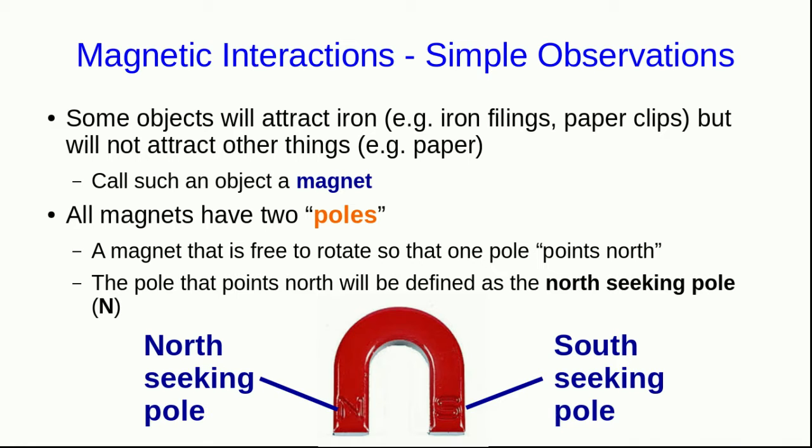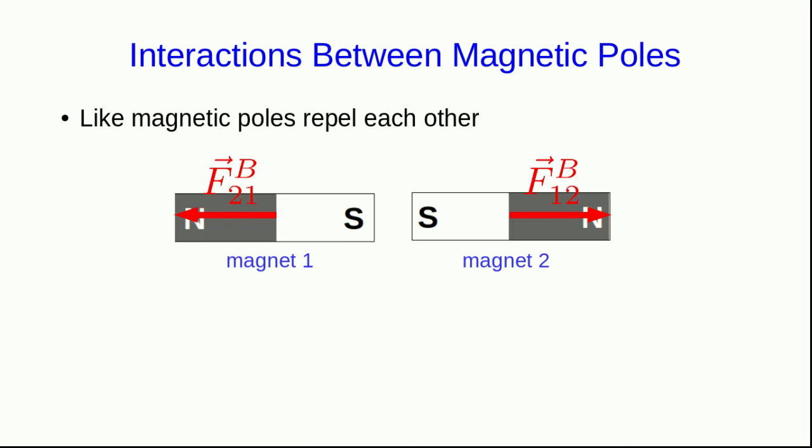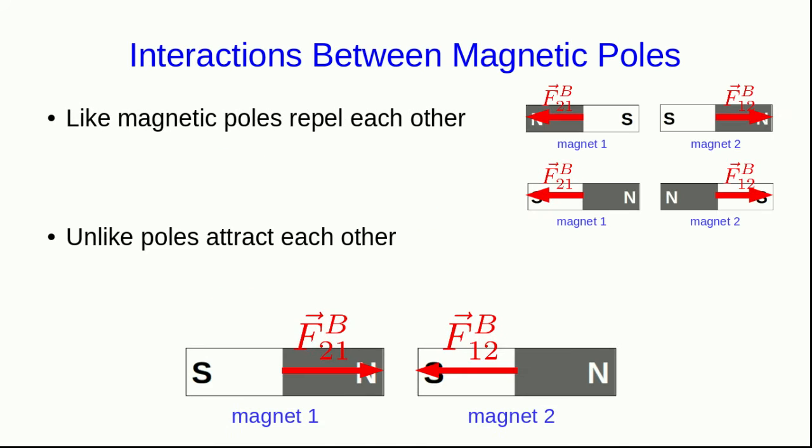So far, I probably haven't told you anything that you haven't known since you were quite a small child, and all of this was known to humans in antiquity. Even briefly playing around with two magnets shows you that like magnetic poles repel each other, so two south-seeking poles will repel and two north-seeking poles will repel, whereas unlike poles attract each other.